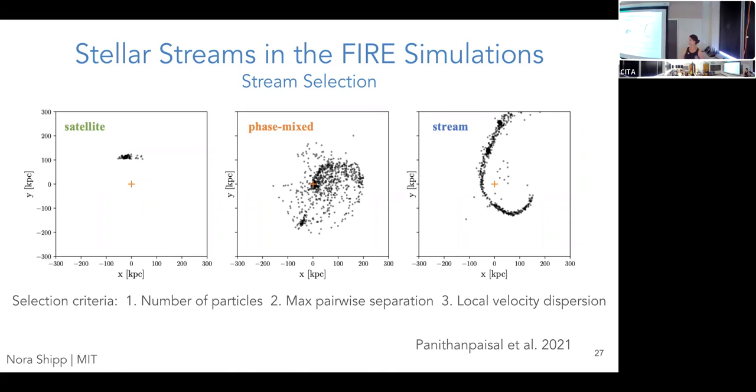I won't get into detail on the classification, but it essentially depends on these 3 things: the number of particles, the maximum pairwise separation, so streams must be extended structures, and then the local velocity dispersion, which separates between the more phase mixed systems with higher dispersions and the coherent streams. And we did confirm all of this by eye, looking through these systems to make sure that we are doing a good job of selecting the structures that would be identified as streams if we observed them in the Milky Way.